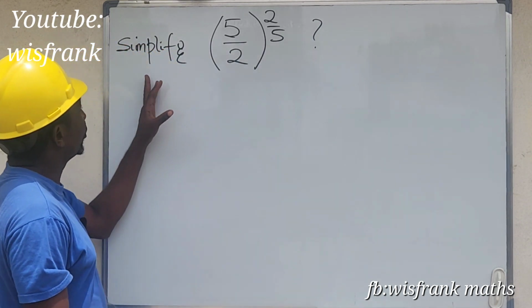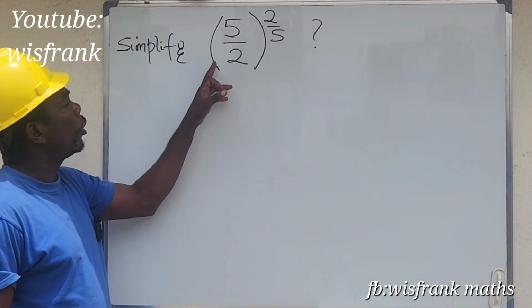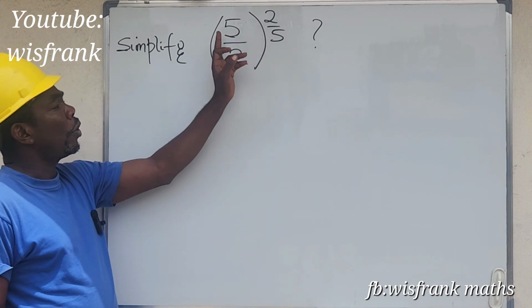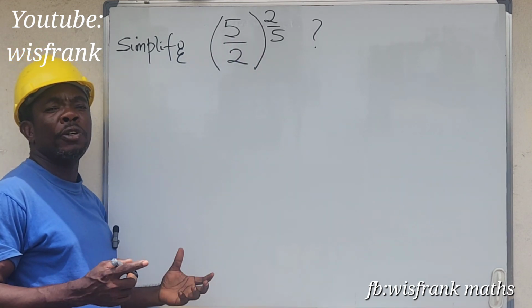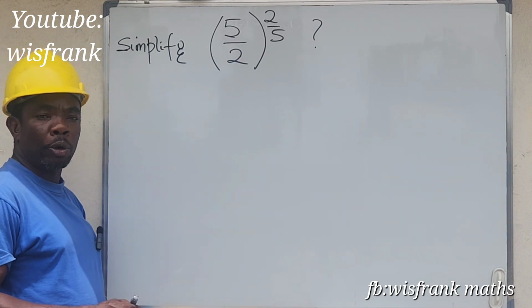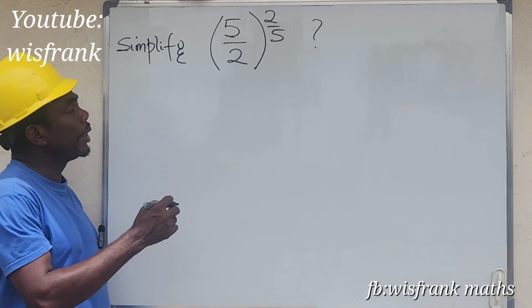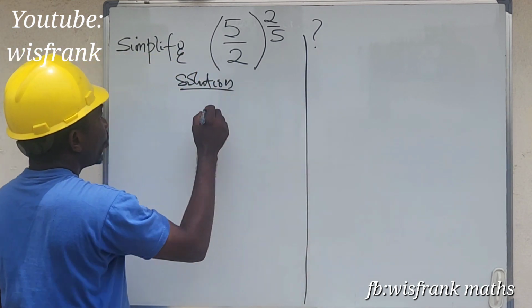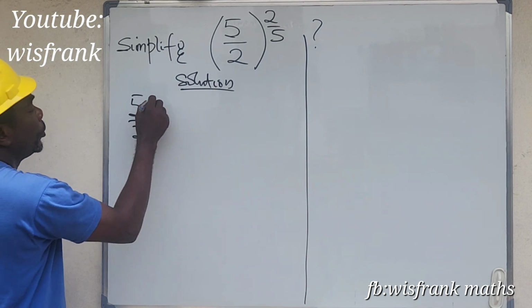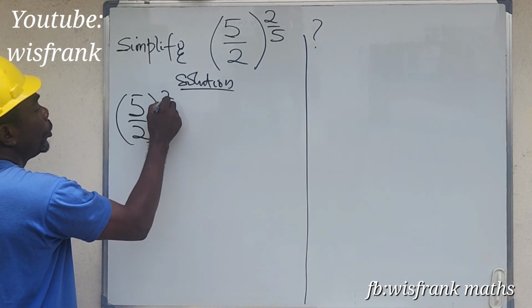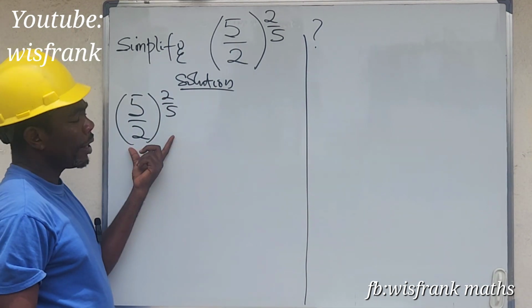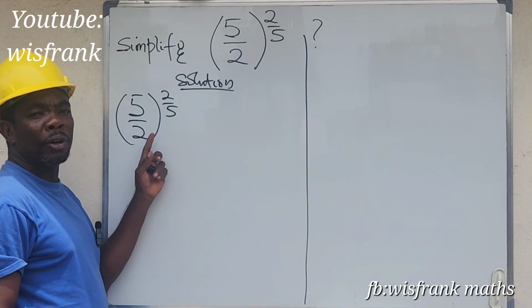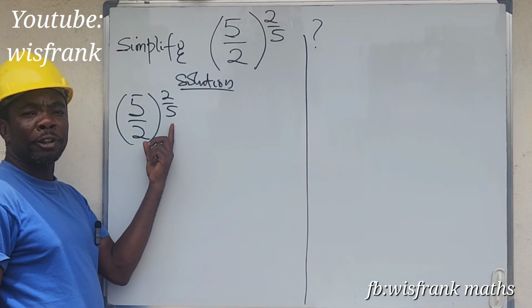Today we are looking at this question, and it says simplify 5 all over 2 raised to the power of 2 all over 5. So this question looks somehow difficult, but we are going to simplify it to the simplest form. So we have here the solution. We are given 5 all over 2, all to the power of 2 all over 5. Here we have a fraction, and also a power that is a fraction.